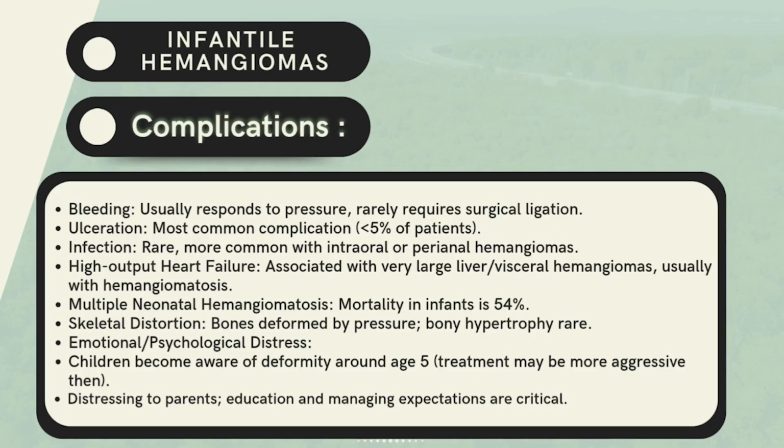Complications: bleeding, usually controlled with pressure; ulceration, most common, occurring in less than 5% of patients; infection, rare but more common with oral or perianal hemangiomas; high output heart failure, associated with very large liver or visceral hemangiomas; multiple neonatal hemangiomatosis, high mortality rate, 54%; skeletal distortion, bones may be deformed by pressure.